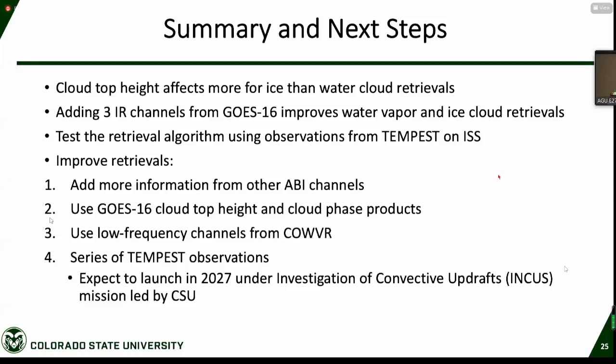And is there any way to improve the retrievals? Yes, we plan to add more information from other sensors and also use the cloud top height and cloud phase product from GOES-16, and use lower frequency channels from the cover to provide more sensitivity around the ground. And also use a series of temperature observations provided by INCA's mission, which will be launched in 2027.